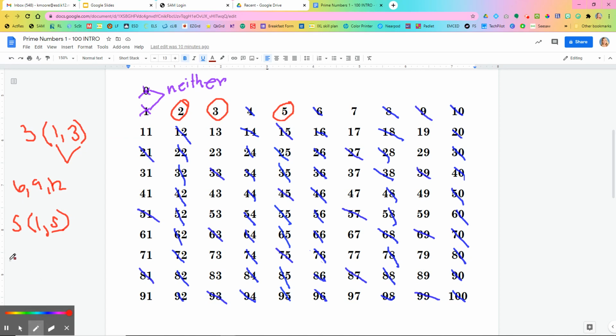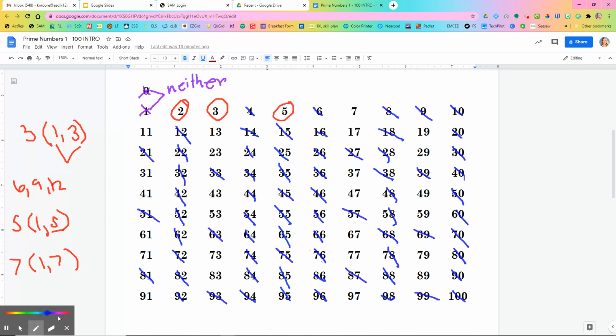Let's take a look at 7. What are my factors of 7? 1 and 7. So 7 is prime. Now, you may be thinking, oh, okay, Miss Moore, all of my odd numbers are prime. Well, a lot of them are, but a lot of them aren't. As you can see, 21 is composite, 51, 81. 2 is even, but it is prime. So just be careful because there's no pattern that you can find or no tip or trick other than finding your factors of these numbers.